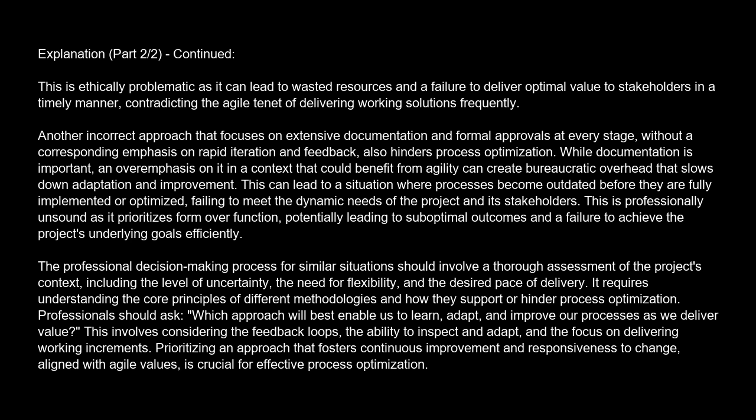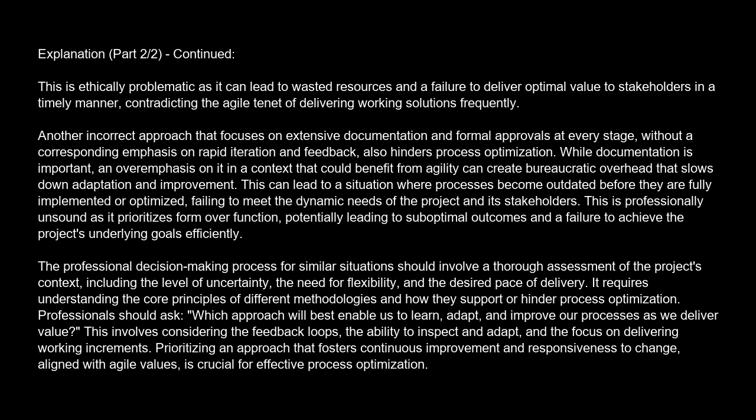Another incorrect approach that focuses on extensive documentation and formal approvals at every stage, without a corresponding emphasis on rapid iteration and feedback, also hinders process optimization. While documentation is important, an overemphasis on it in a context that could benefit from agility can create bureaucratic overhead that slows down adaptation and improvement. This can lead to a situation where processes become outdated before they are fully implemented or optimized, failing to meet the dynamic needs of the project and its stakeholders. This is professionally unsound as it prioritizes form over function, potentially leading to suboptimal outcomes and a failure to achieve the project's underlying goals efficiently.